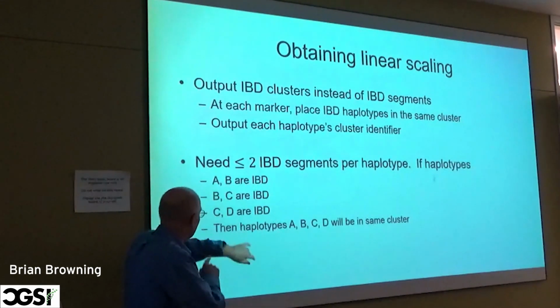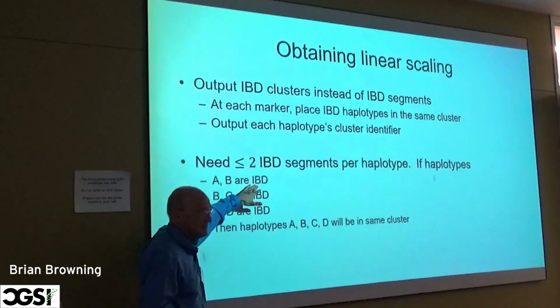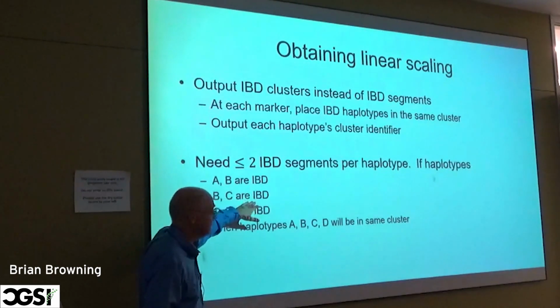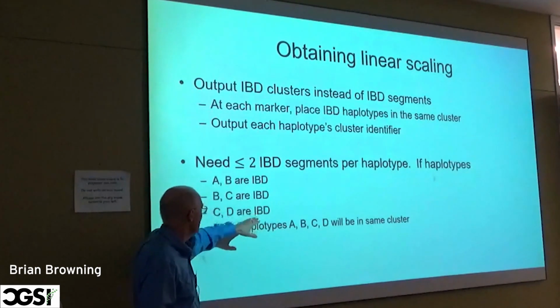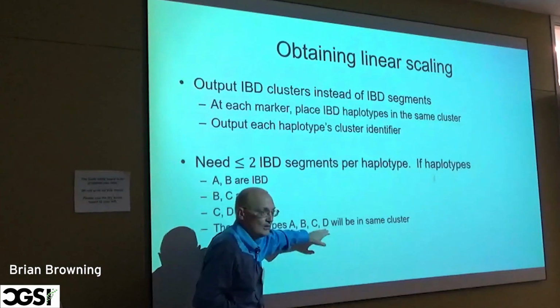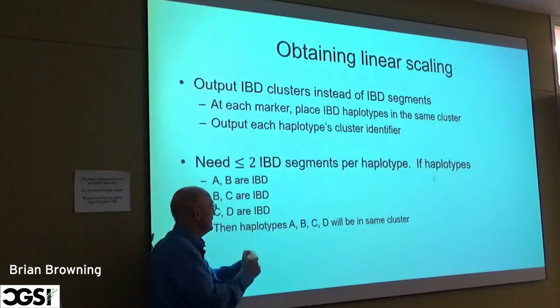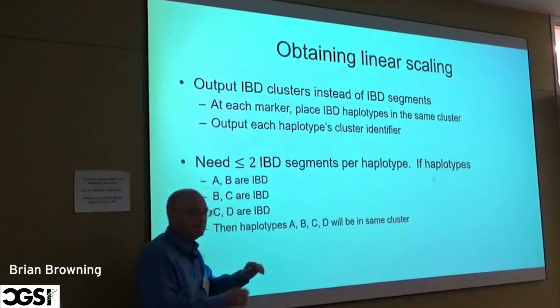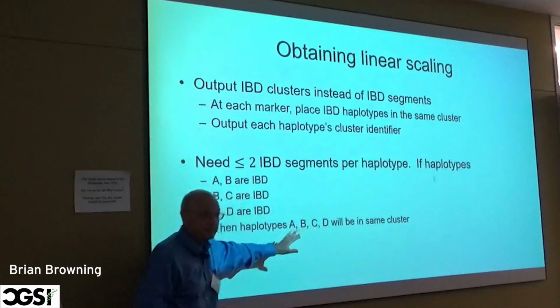If haplotypes A and B are IBD, B and C are IBD, that means they have a long segment covering a point. B and C have a long segment covering a point. C and D have a long segment covering a point. That's enough to put A, B, C, D all in the same cluster, right? So you're not having to look at every pair of haplotypes from A, B, C, D. Just a few IBD segments are enough to construct your cluster.